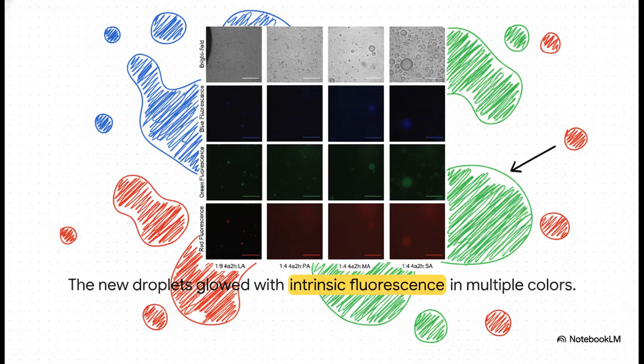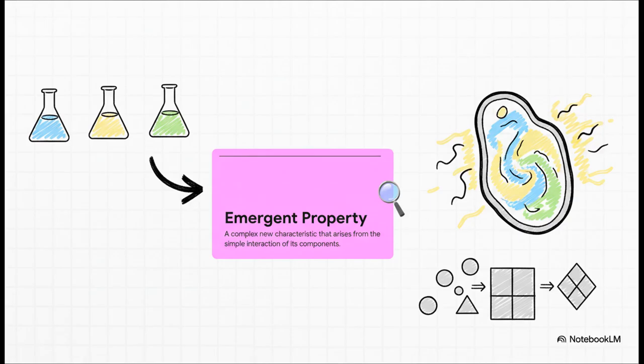Look at these rows. When they looked at the same droplets under different filters, they were emitting blue, green, and red light, all without adding any kind of dye. This was a brand new property that just appeared out of the new chemical mix. And this, my friends, is a textbook example of what scientists call an emergent property. It's a new, complex behavior, in this case glowing, that you don't find in any of the individual ingredients by themselves. It only shows up when you combine them in just the right way. It's the system becoming more than the sum of its parts.